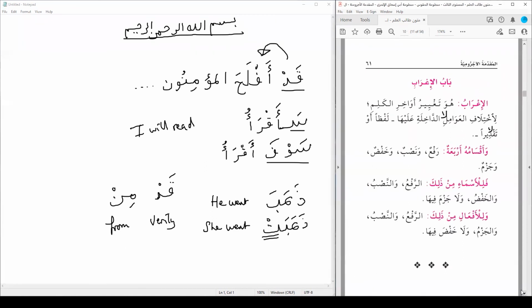Then we go to the next page. Bab al-i'rab, the chapter of al-i'rab. We'll stop there today for the first lesson, inshallah. We will continue from Bab al-i'rab in the next lesson.